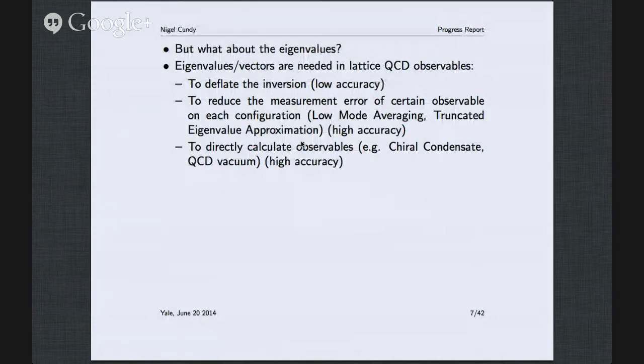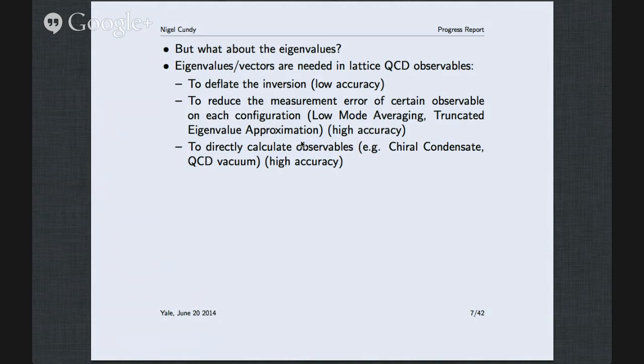So that's inversion, which we dealt with some time ago. But what about the eigenvalues? Eigenvalues and eigenvectors can be used in lattice QCD calculations. You can use them to deflate inversions, for example. Here you only need a very low accuracy eigenvector. Once again, this is a little bit obsolete with multi-grid methods.